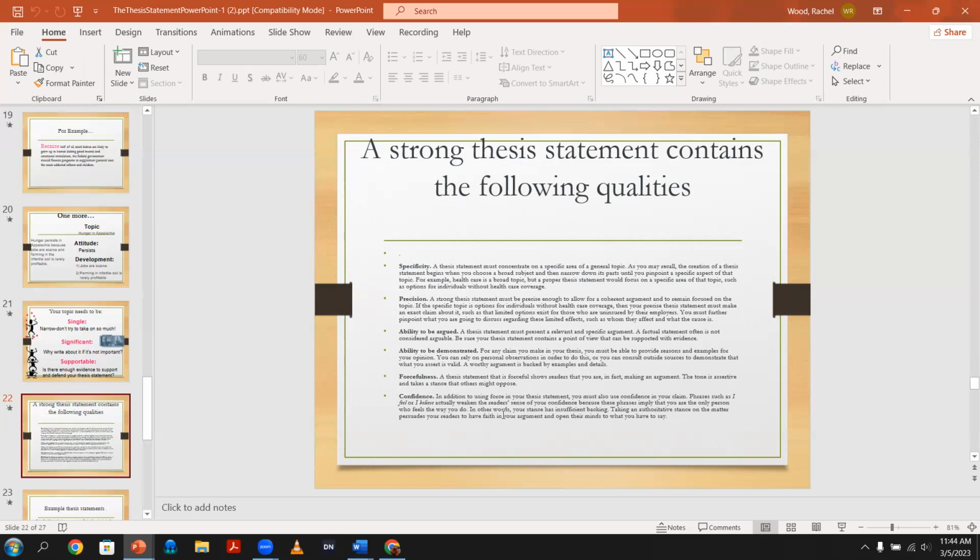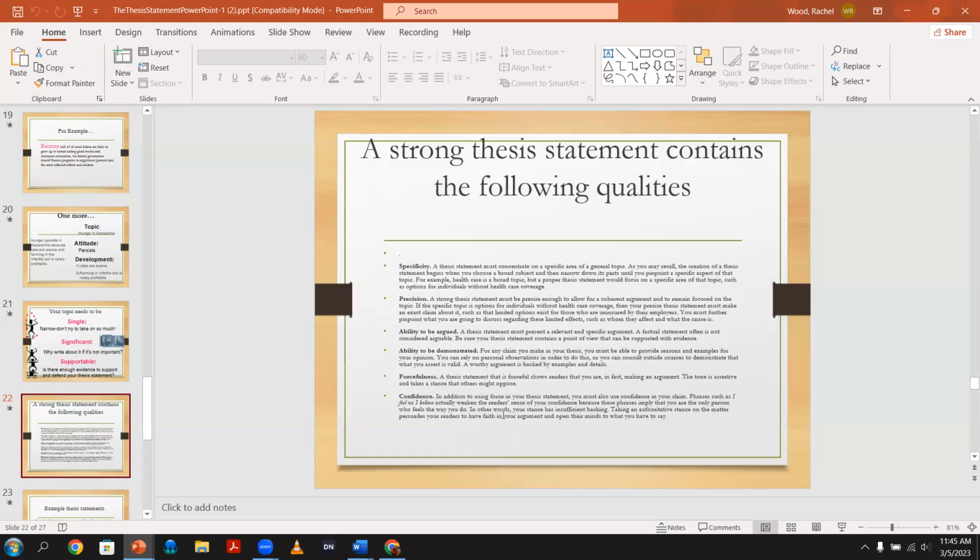Precision. A strong thesis statement must be precise enough to allow for a coherent argument and remain focused on the topic, because a lot of students have what I like to call squirrel moments. They will start with a beautiful thesis statement and they'll start writing and write some more. And then the next thing you know, the squirrel runs across the page and they've gone completely off topic. So you want to make sure it's precise, because if it's precise, then it gives you a map as to where the rest of your paper is going to go.